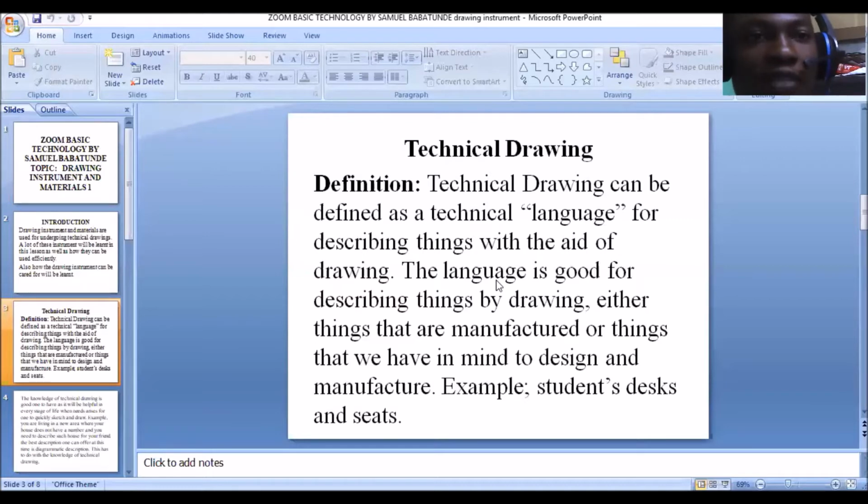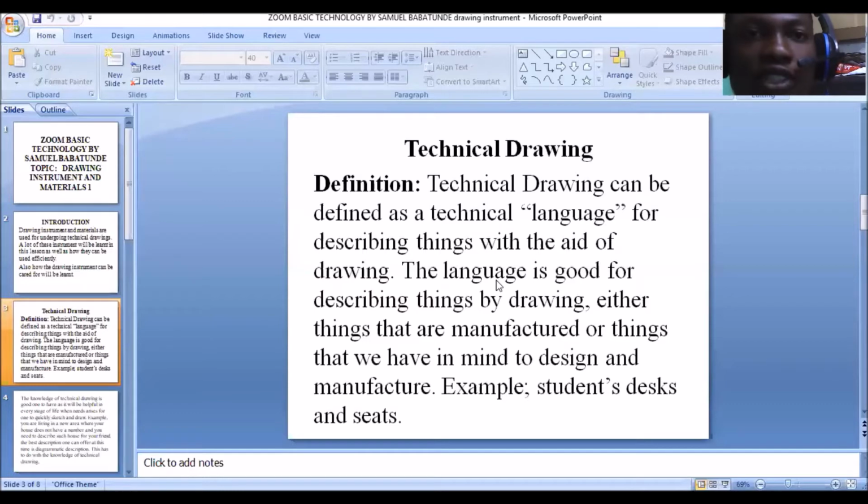So technical drawing simply refers to a technical language for describing things that are manufactured or things that are in our mind to design and to manufacture. So this is just the basic meaning of technical drawing. Why are we looking at technical drawing?